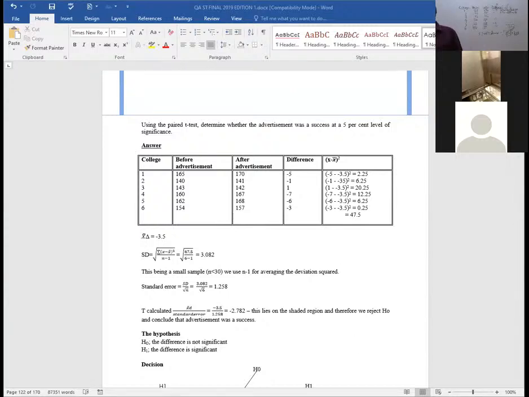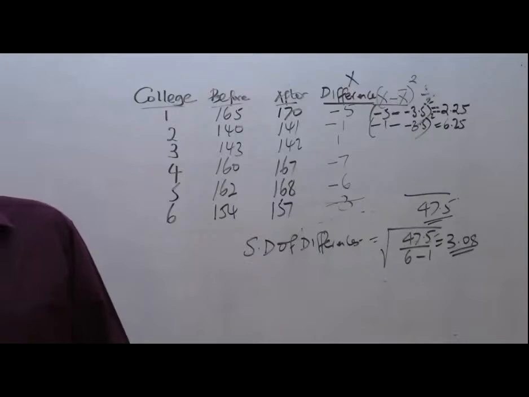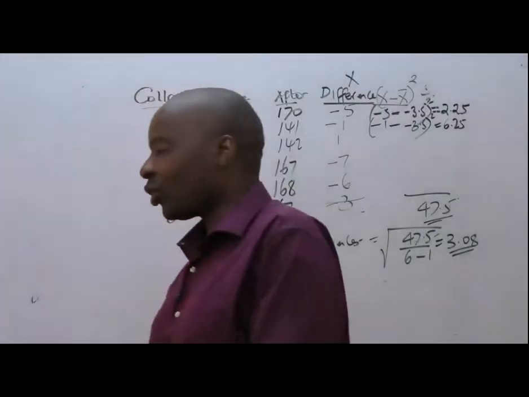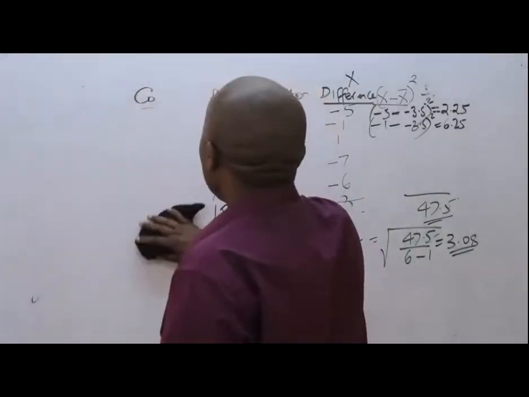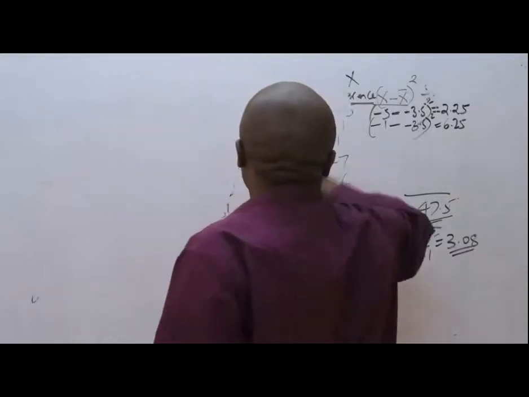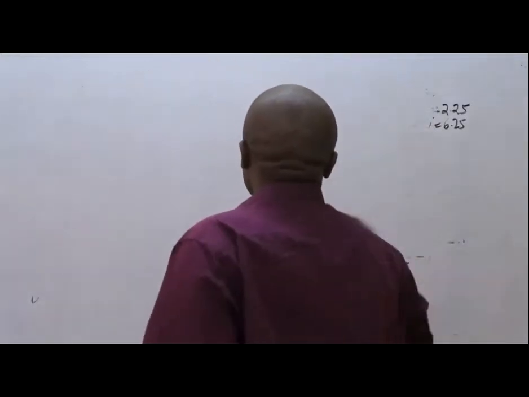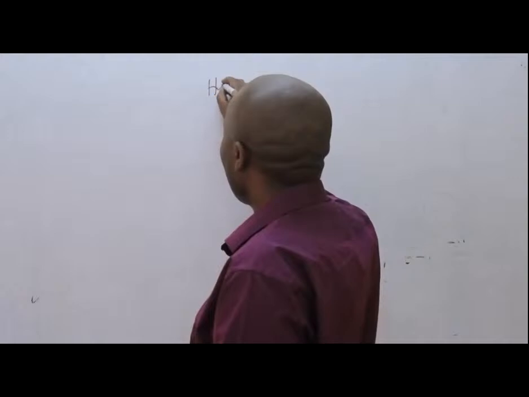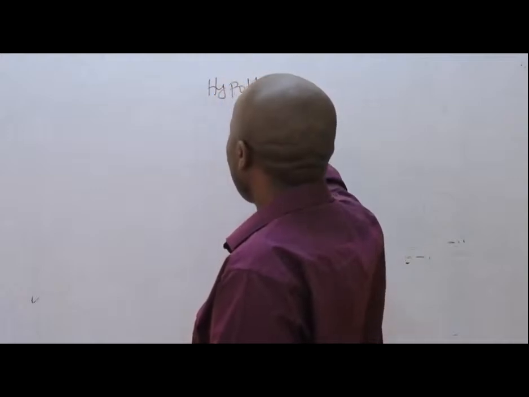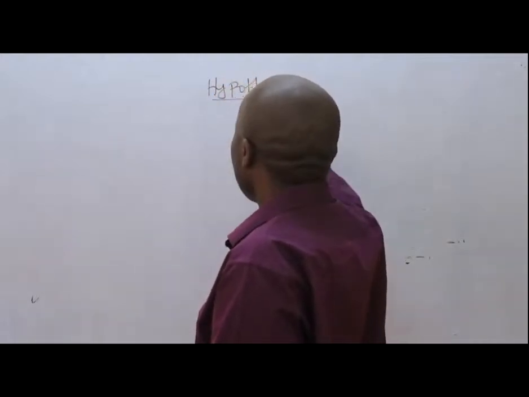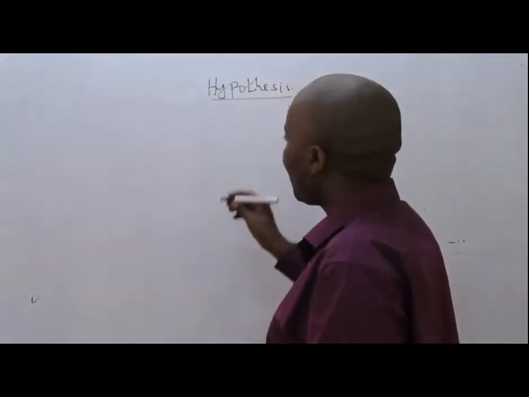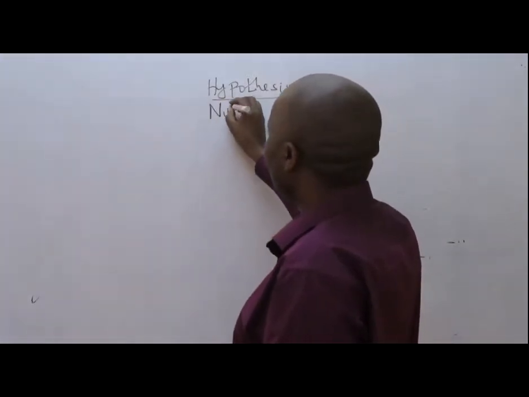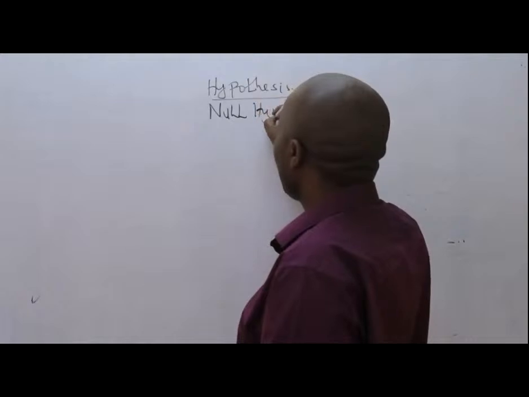Now let's start doing this question procedurally. The normal procedure now would be, first of all, we set the hypothesis. So the hypothesis, we begin with the null.